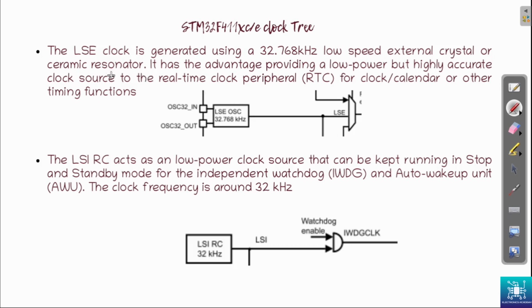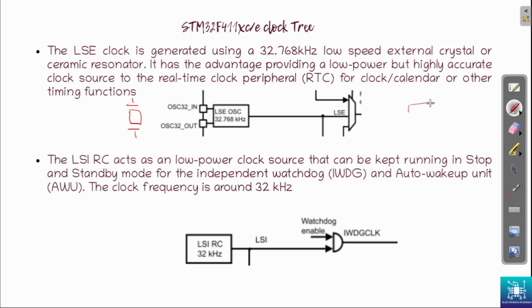There is another clock called LSE clock, which is generated using a 32.768 kilohertz low speed external crystal or ceramic resonator. It has the advantage of providing a low power but highly accurate clock source to the real time clock peripheral, RTC, for clock, calendar, or other timing functions. So there is another clock here, external crystal. This crystal is again separate from the crystal that we have been talking about. It's a 32.768 kilohertz low speed external crystal, and it has the advantage of maintaining a real-time clock on the controller.